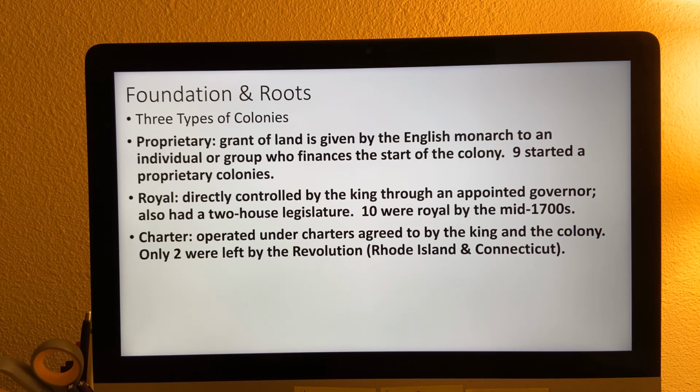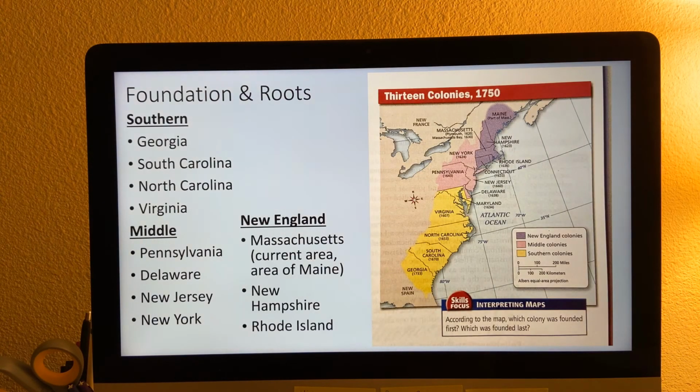All right, and the last is the charter colony, where there is a charter that's written. A charter is a contract, and the king must agree to it, and the colony must agree to it, and they must abide by that contract. By the time of the American Revolution, only Connecticut and Rhode Island were left as charter colonies. There were several colonies that began as charter colonies, but by the time of the Revolution, only Rhode Island and Connecticut were charter colonies. So here are the colonies in 1750.